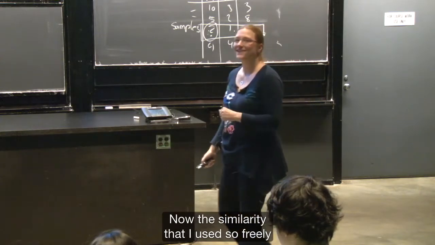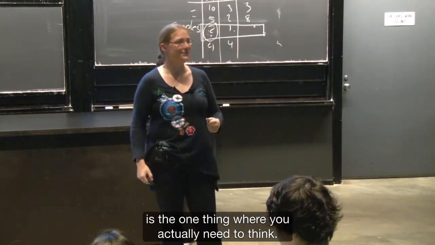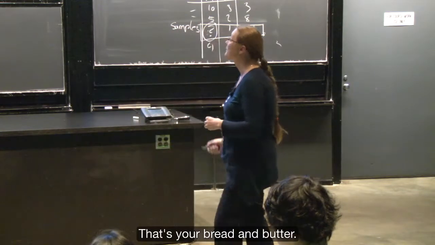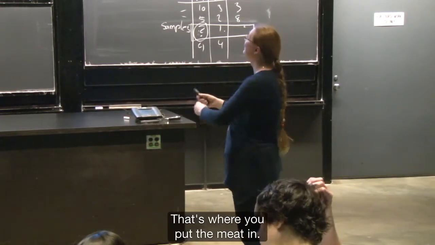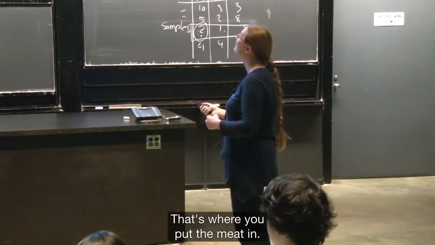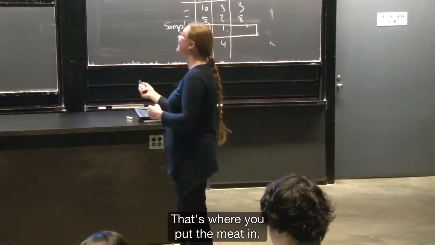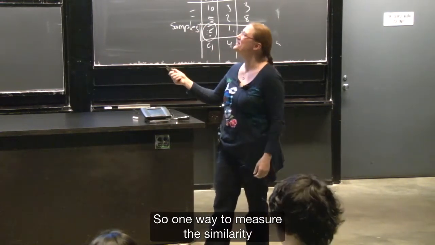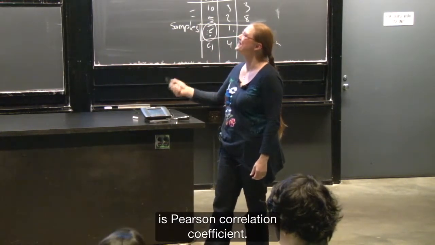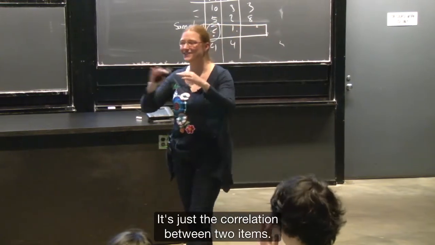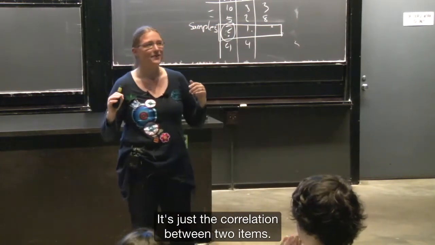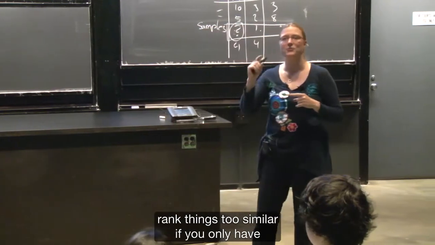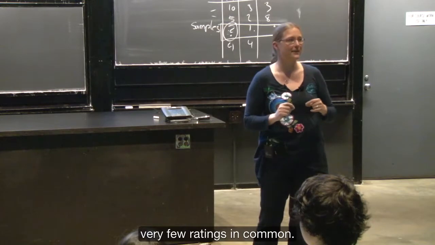Now, the similarity that I use so freely is the one thing where you actually need to think. Yeah, that's your bread and butter. That's where you put the meat in. I'm really bad with this. So one way to measure the similarity is the Pearson correlation coefficient. It's just the correlation between two items. The problem with that is it might rank things too similar if you only have very few ratings in common.